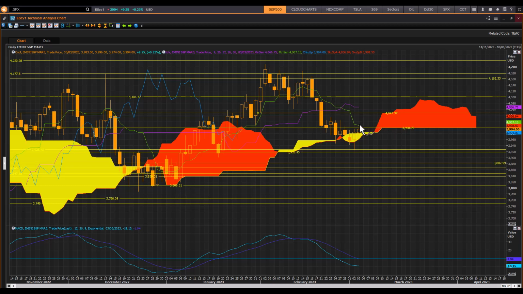If the market fails to rebound from this top end cloud chart support zone, that would then activate these downside targets. But so far so good. We're back above the cloud, and we're looking at these upside targets if support holds.